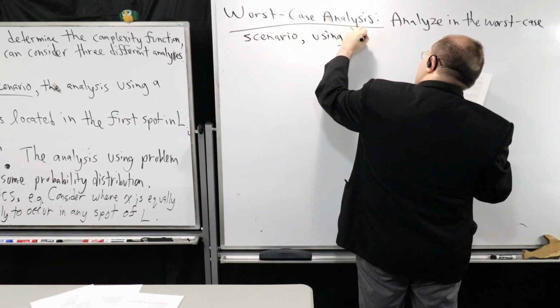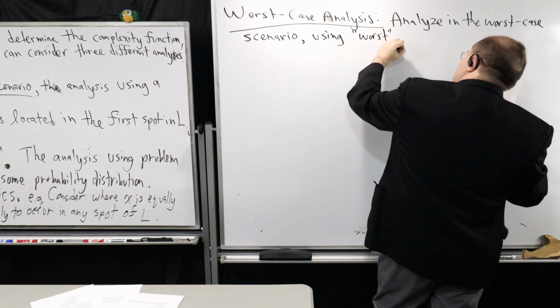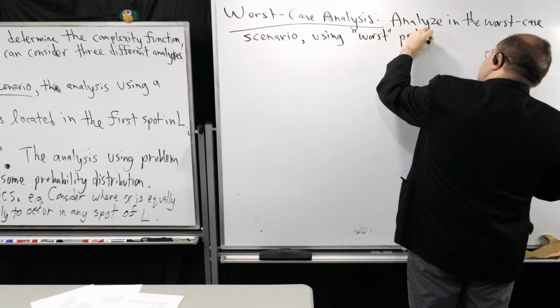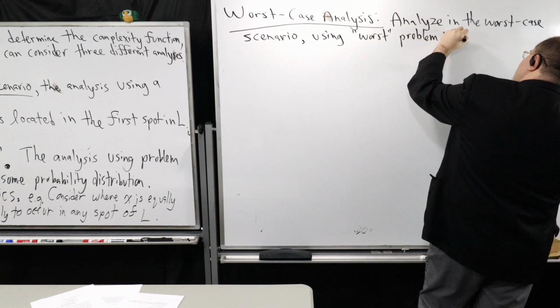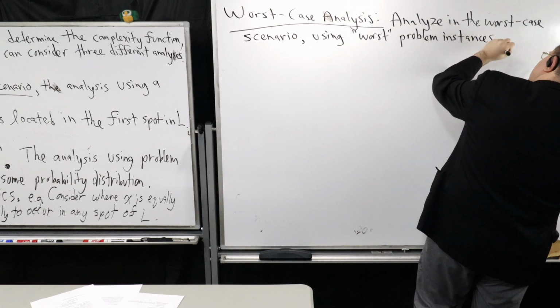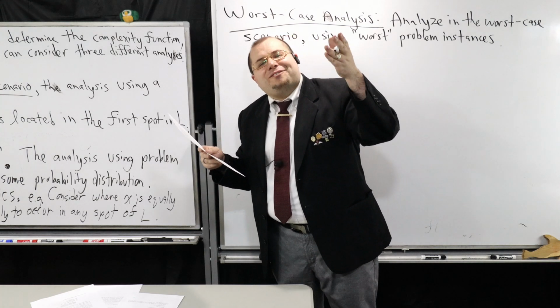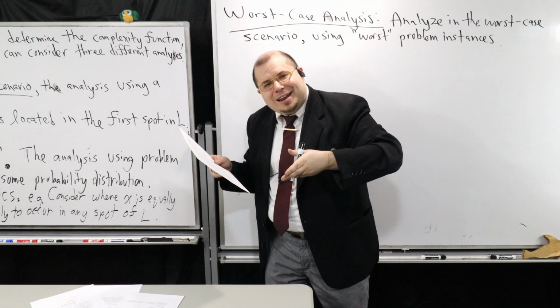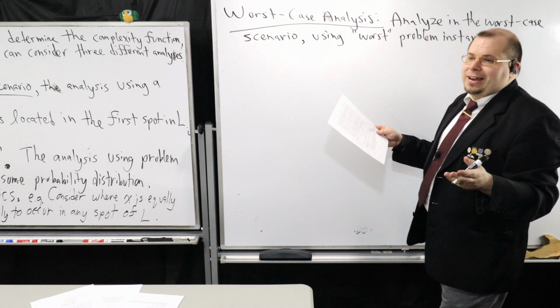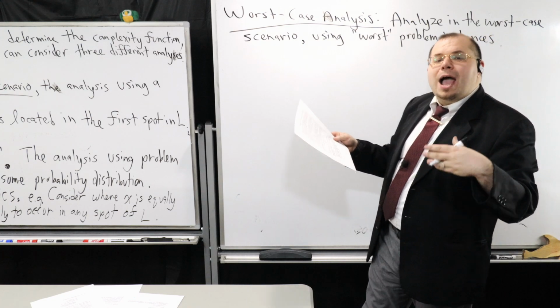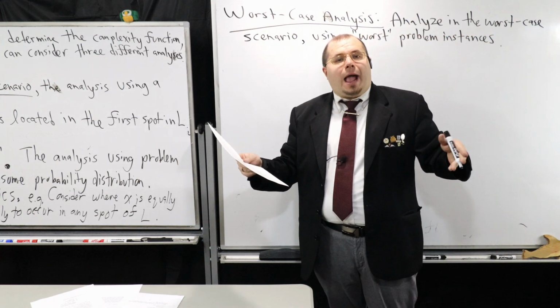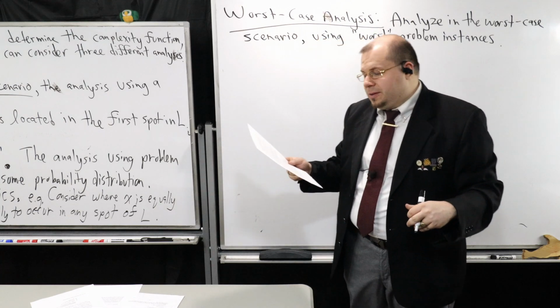Using worst case problem instances. Whereas in best case analysis you try to determine the fastest the algorithm is going to terminate with your answer, worst case analysis is the idea that we want to see how much time is actually required at most by the algorithm.